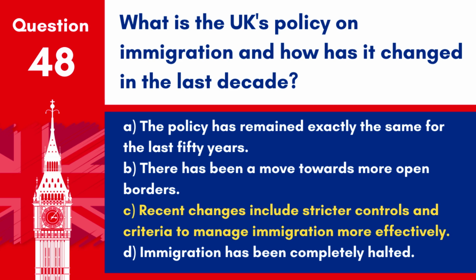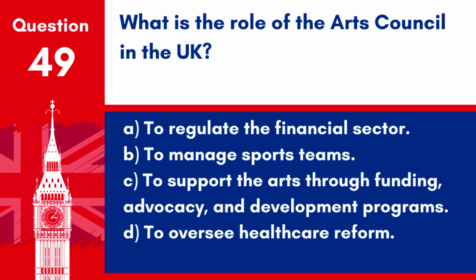Answer. C. Recent changes include stricter controls and criteria to manage immigration more effectively. Over the last decade, the UK's immigration policy has seen adjustments that aim to tighten controls, reflecting broader governmental and public concerns about immigration levels and integration. Question 49. What is the role of the Arts Council in the UK?